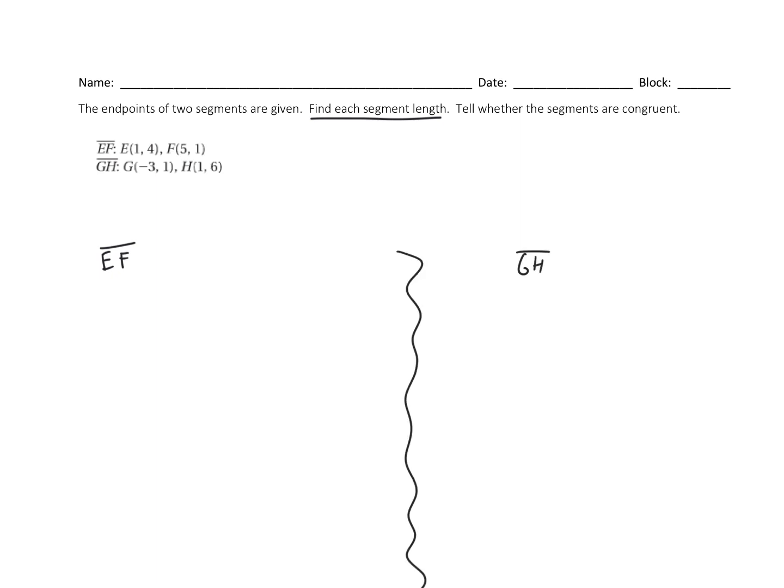So EF, we will use these points up here, 1, 4, 5, 1, and we're going to be using the distance formula for these because we're trying to find a length. So let's copy down the distance formula. Right, there we go. Okay, and we'll do EF first.